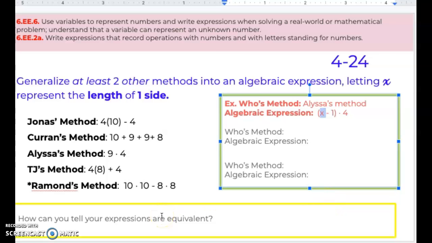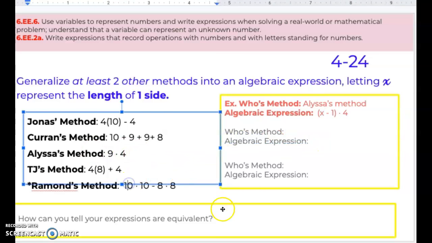When you finish, you're going to share this on your GChat with a classmate, and you can even use the video function to video your screen so that they can check your expression and you guys can talk about it right there, or you can send a screenshot and you can choose to chat by typing out whether or not you think your classmate has correctly written the expression to match the person's method.